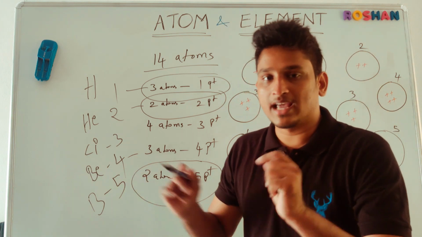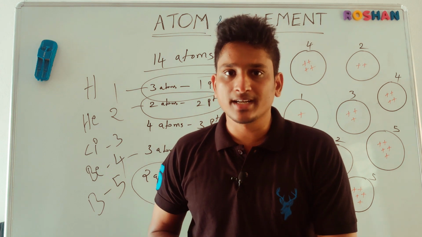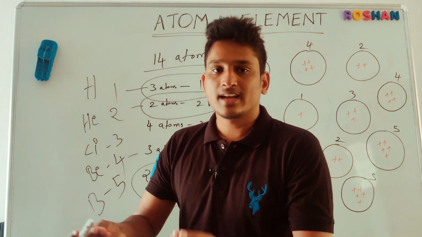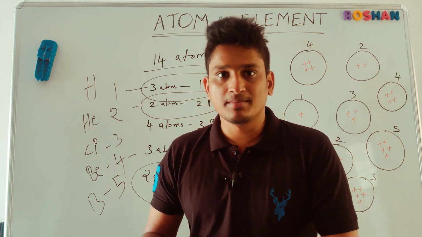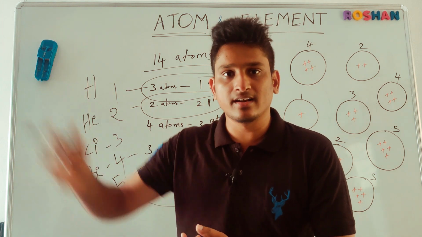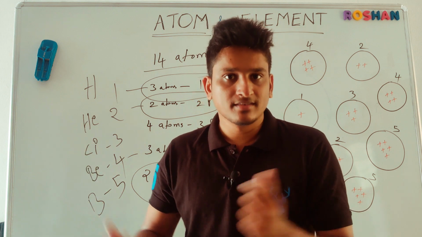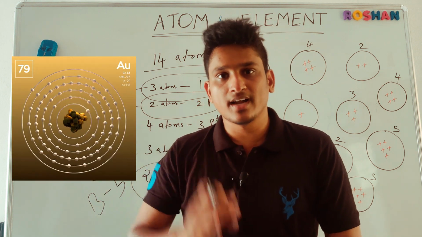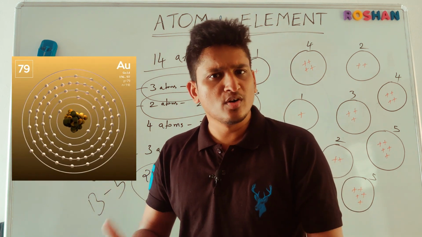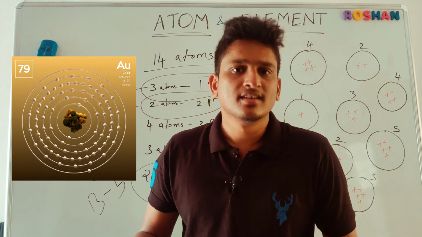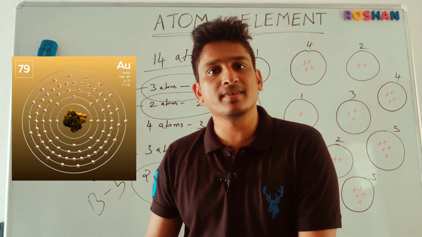Now, for example, an iron atom, atomic number 26. An iron atom here in Hyderabad, as well as an iron atom in another country, both are iron only, right students? So that is called simply the iron element. A gold atom in Dubai and a gold atom in India are gold only. Why? Because its atomic number is 79. Both belong to the same element.